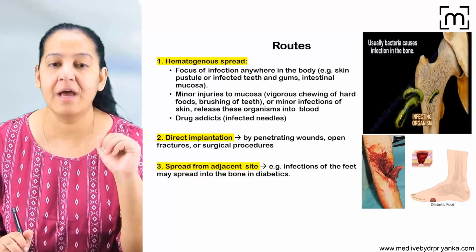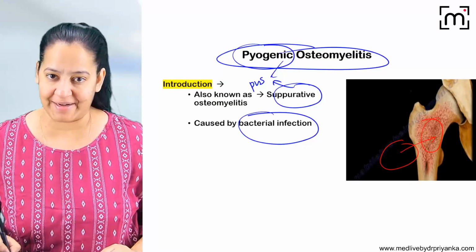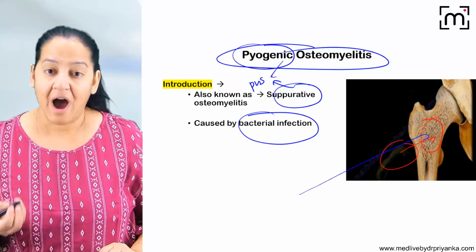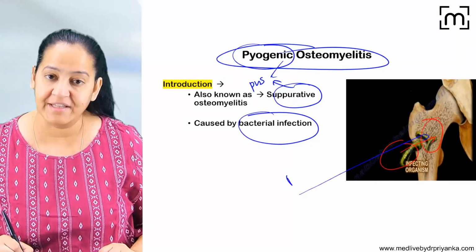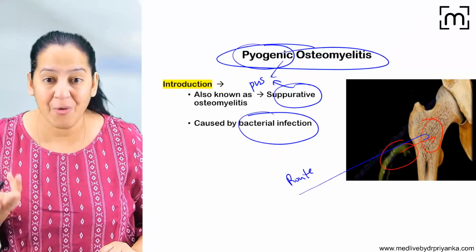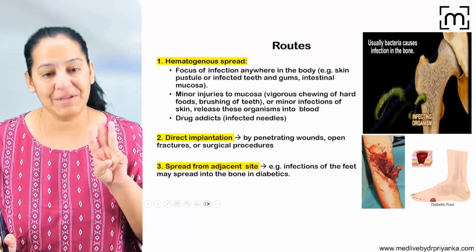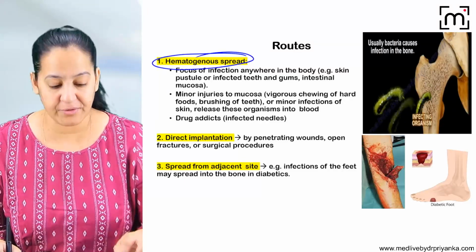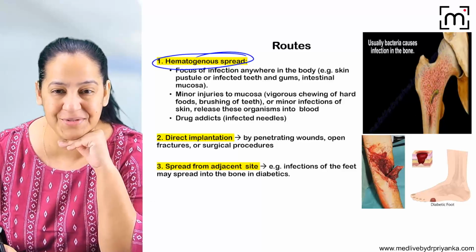Now, coming to the routes. The question arises that this is the bacteria, it is entering inside the bone and causing osteomyelitis. How does the bacteria enter inside the bone? What is the route? So there are three routes. What are the three routes? Number one, it is the hematogenous route. Hematogenous means blood route.